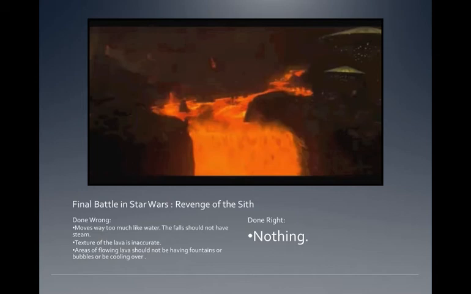What is done wrong, though, right off the bat, is it moves way too much like water, like way too much. This waterfall will even be producing a mist, and lava does not produce mist. That's a property water has. The textures of the lava are inaccurate. The temperature's off. Areas that are cooled are on areas that are actively moving. When lava is flowing, especially at this speed, the way they sped it up, it doesn't have time to cool. Lava is slow, and when it's slow, it has time to cool. But when it's moving this fast, there's no time for it to. So areas you'll see that are cooling over, it doesn't scientifically happen like that.